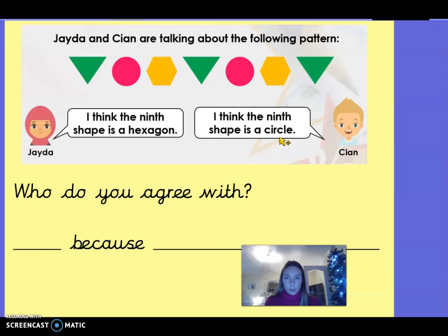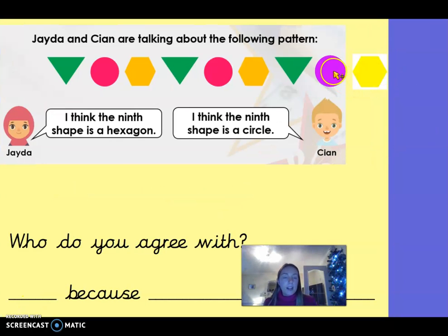So like the last question, I would draw out the shapes. Let's check how many we've got so far. 1, 2, 3, 4, 5, 6, 7. We want the 9th shape. So you need to draw 2 more to find out who is correct. Pause the video and see if you can work it out.